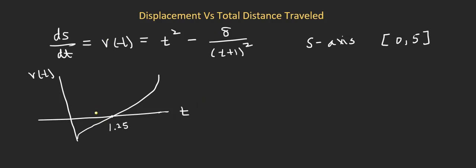And when you graph this velocity graph, notice this is a velocity graph. And from 0 to 1.25, this is approximately 1.25. Notice the velocity is below the x-axis, which means that the particle will move to the left from 0 to 1.25 seconds. And what happens after 1.25 seconds to 5 seconds? Since the velocity is above the x-axis, which means positive, the particle will go to the right.